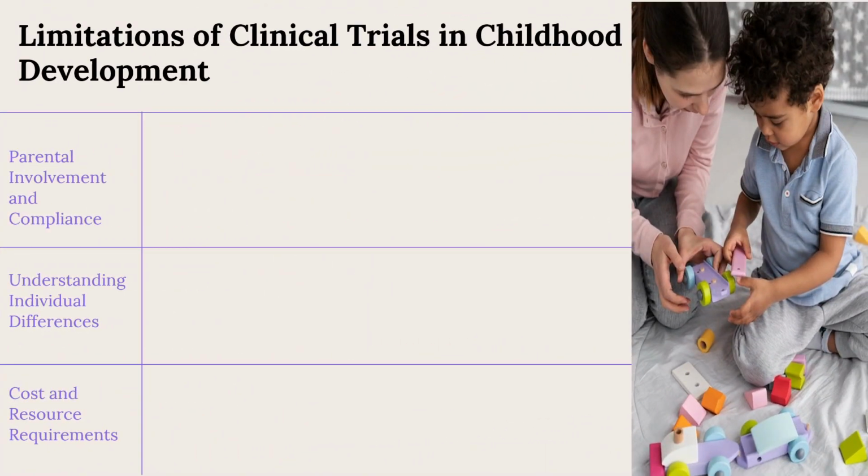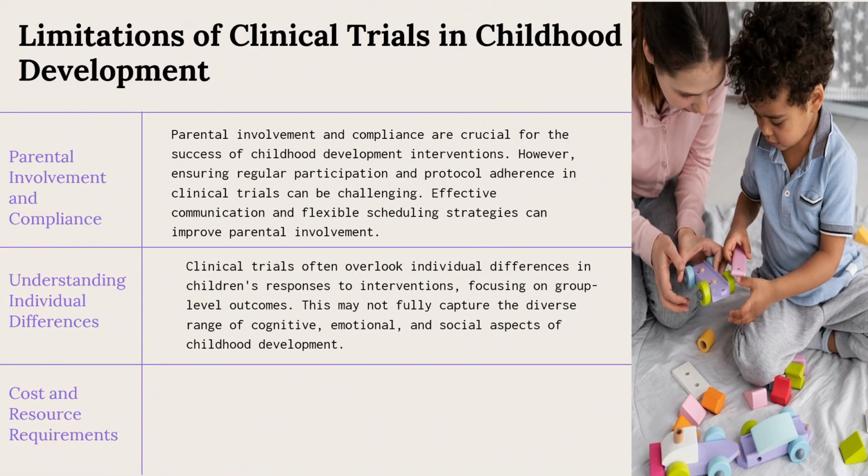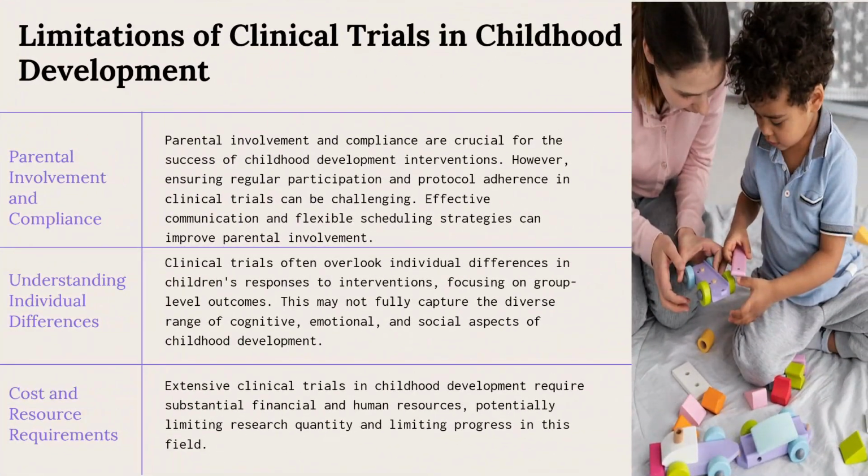Few more limitations. Parental involvement plays a crucial role in the success of childhood development. Communication and flexible scheduling strategies help in improving parental involvement. Understanding individual differences: focusing on group level outcomes may not fully capture the diverse range of cognitive, emotional, and social aspects of childhood development. It requires substantial financial and human resources, potentially limiting the research quantity and progress.